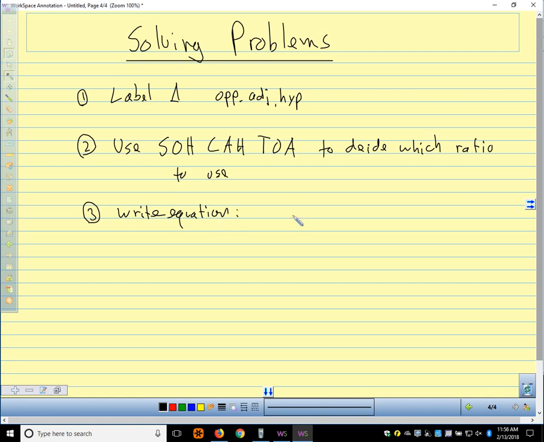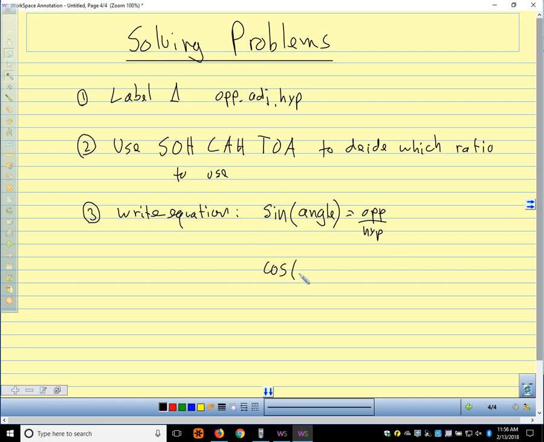So we have 3 different equations that we could have. We're going to write the sine of whatever angle we're interested in, and that equals the opposite over the hypotenuse. So if our problem has an angle, an opposite, and a hypotenuse in it, we use sine.